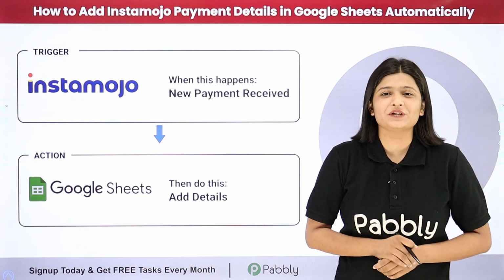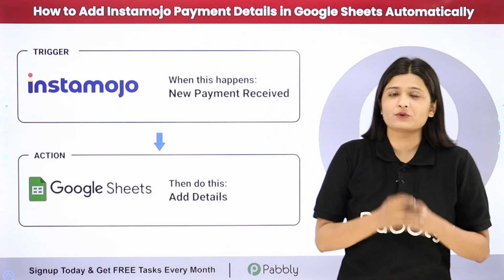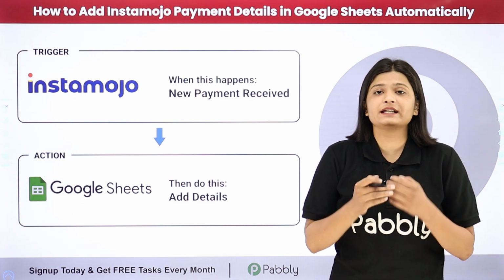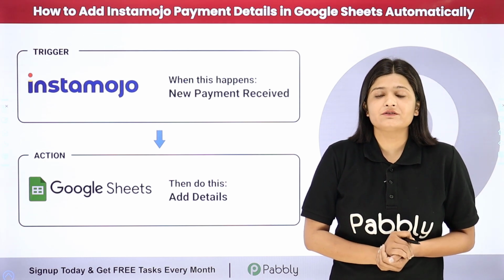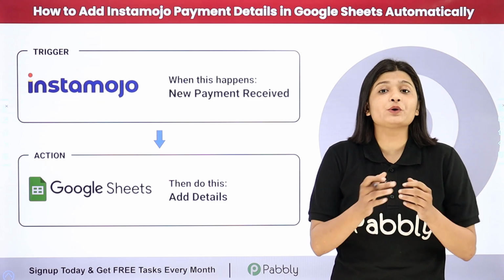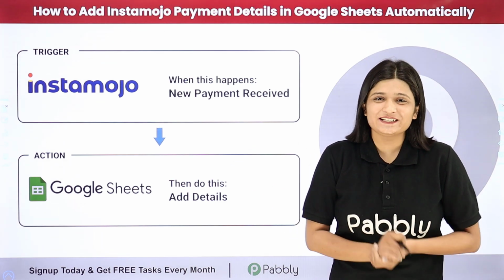So in this video, we are going to learn how to add Instamojo payment details in Google Sheets automatically. I am running an e-commerce business and I am collecting payments with the help of Instamojo. Now I want that whenever a customer makes the payment, all the details related to the payment are automatically added in my Google Sheets instead of me manually entering all the details.